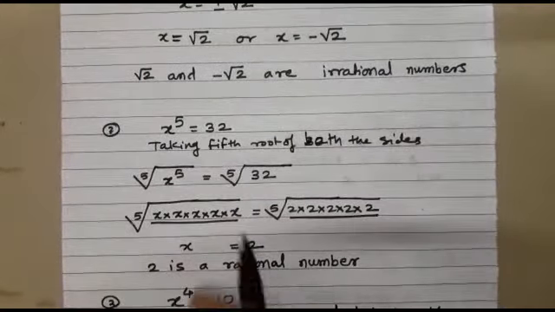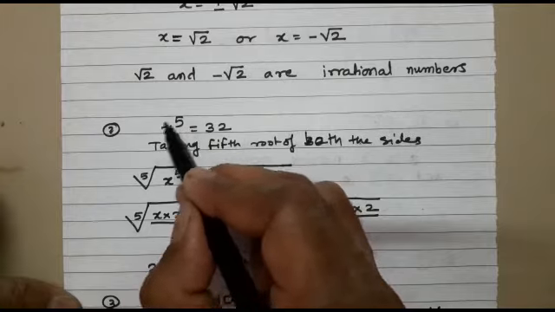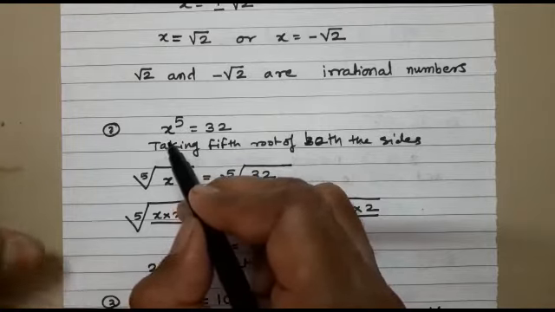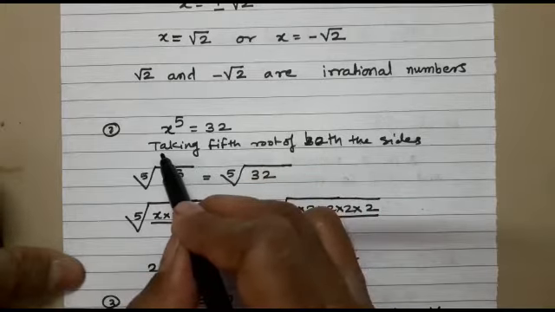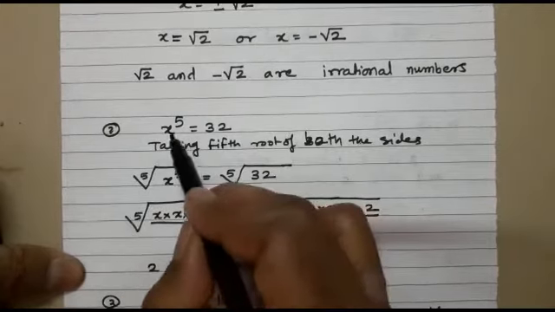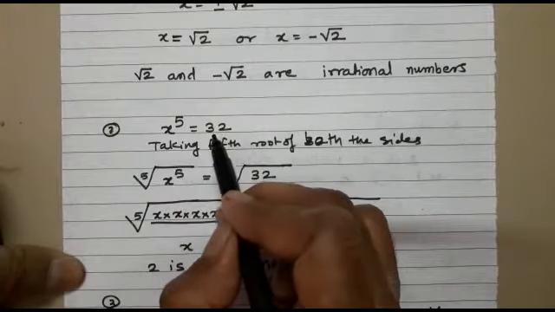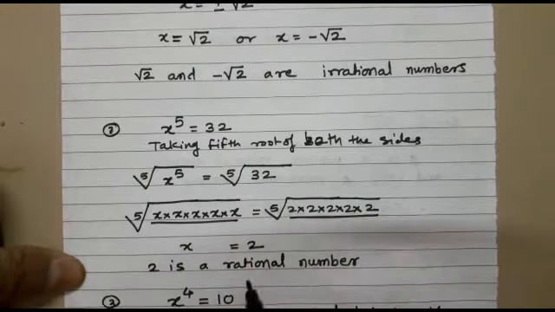Now second example, x raised to 5 is equal to 32. The power of x is 5 here. To get the value of x, I have to take the fifth root of both the sides. That's why I have written here, taking fifth root of both the sides. Now LHS and RHS write down in the fifth root. Fifth root of x raised to 5 is equal to fifth root of 32.